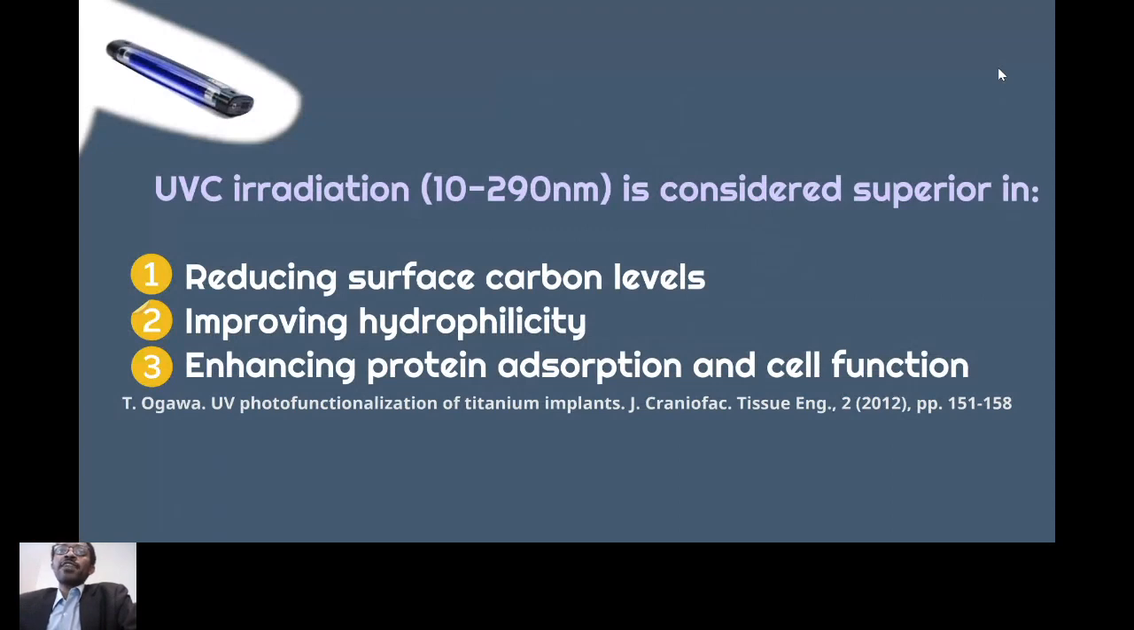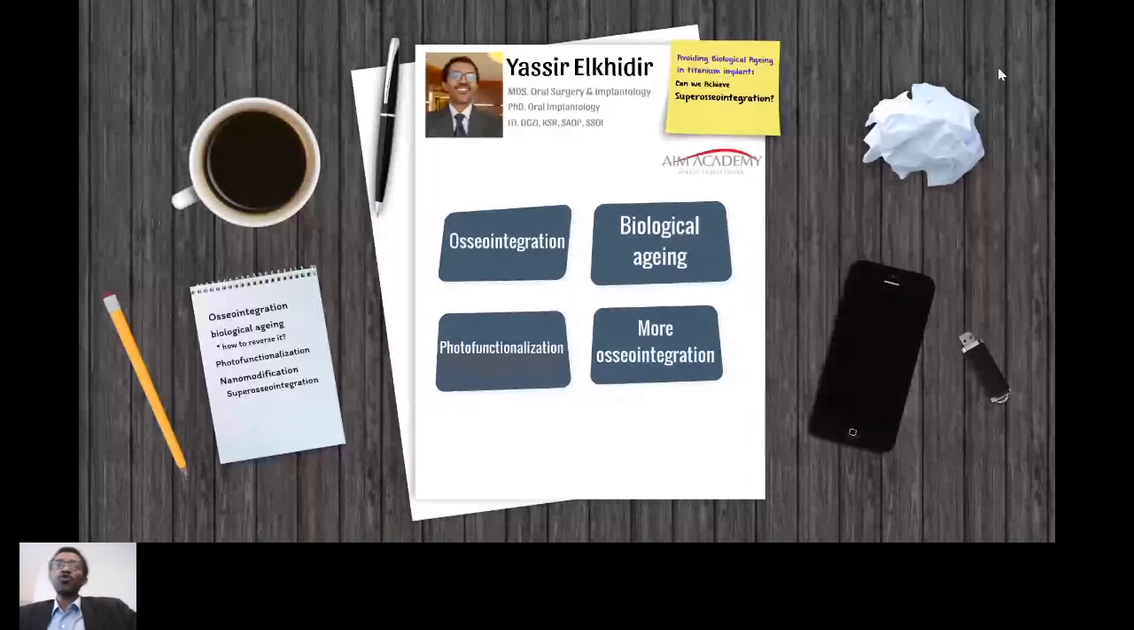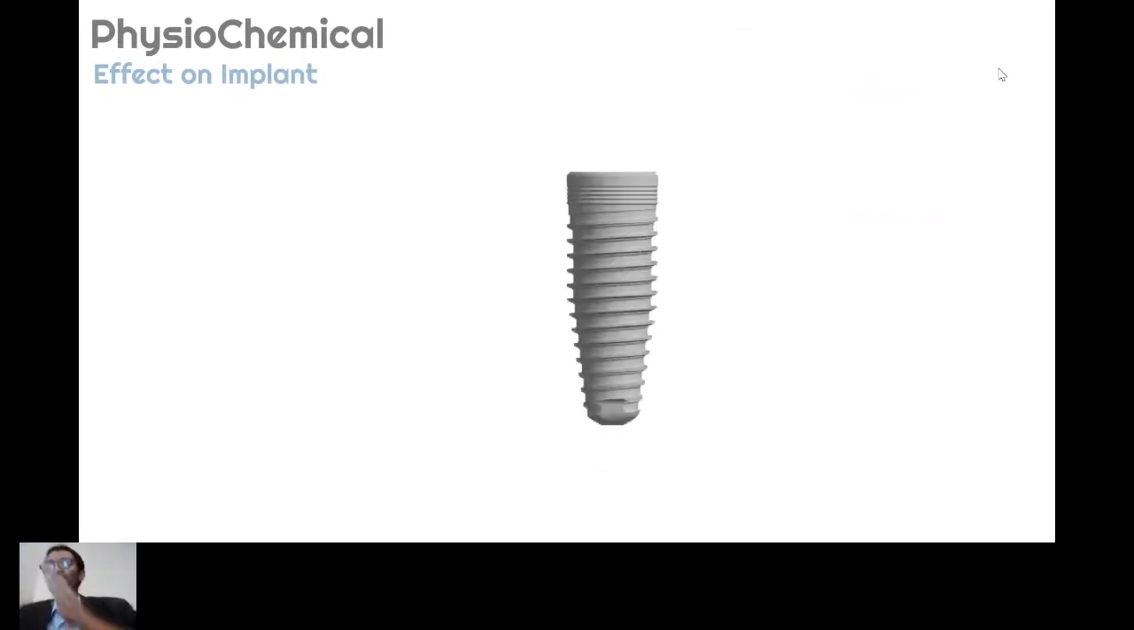So that takes us to the next topic, which is photofunctionalization, which is actually UV photofunctionalization. This is the name of the procedure when he uses this UV light to treat the surface of the implant. So photofunctionalization reverses the biological aging. It has many effects: physiochemical, biological, and clinical effects. So let's start with the physiochemical effects on the implant surface itself. So the physiochemical effect is going to be on the implant surface, because actually you expose the implant surface to the UV light, and then you put it into someone's mouth.